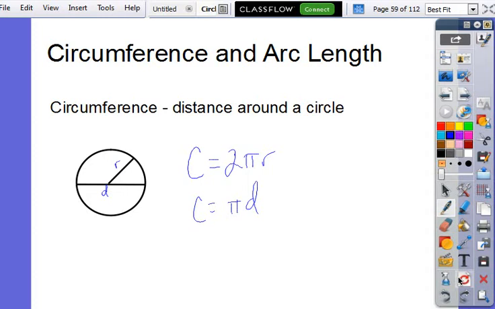Why are these two things the same? Because one is diameter, and 2 times the radius would be the diameter. If I take 2 times r, that's going to be equal to the d, the diameter. All right, so 2 pi r and pi times d are the same. You can use whichever formula you want. Most of the time, people use the 2 pi r, but that's up to you.